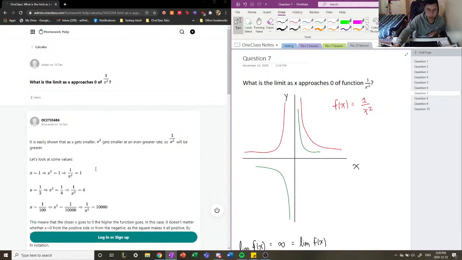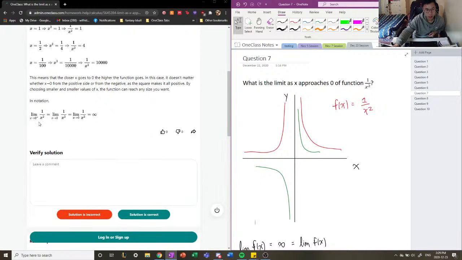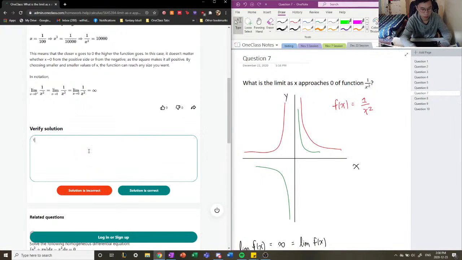So that's how you calculate the limit as x approaches 0 of a function. You can use test values, or you can also just plug it into your limit expression. So the solution is correct. Good job.